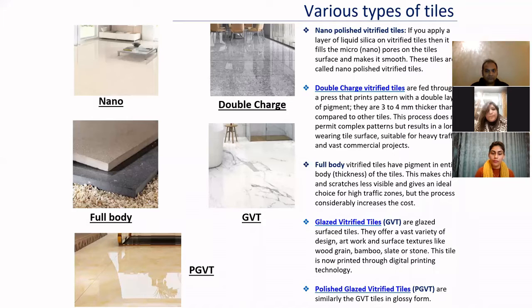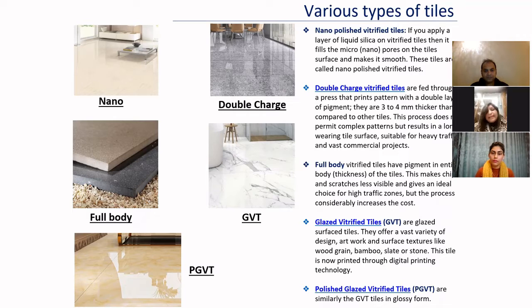Vitrified tiles have pigment in the entire body, meaning the thickness of the tile. This makes chips and scratches less visible and gives an ideal choice for high traffic zones. But the process considerably increases the cost.